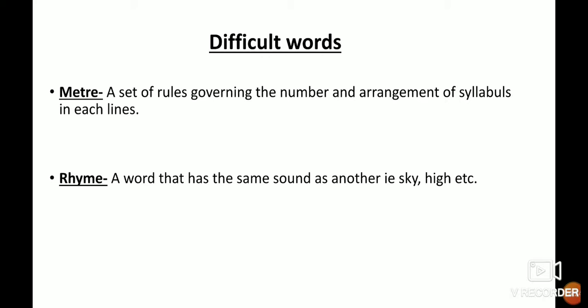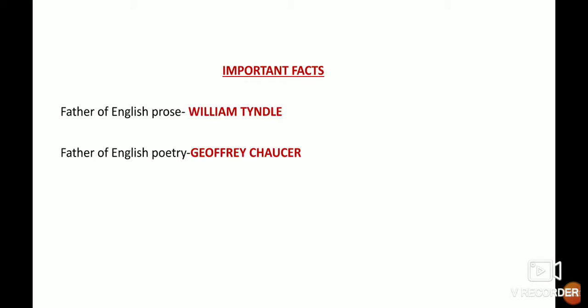Okay, students, I am telling you some important facts also. Who is the father of English prose? William Tyndale. Learn it and memorize it time and again. Who is the father of English prose? William Tyndale. Who is the father of English poetry? Geoffrey Chaucer. Okay, all of you learn it. It is your task to learn these facts. Learn the father of prose and father of poetry. Okay, students, I hope now you all have a clear idea about the previous discussion.